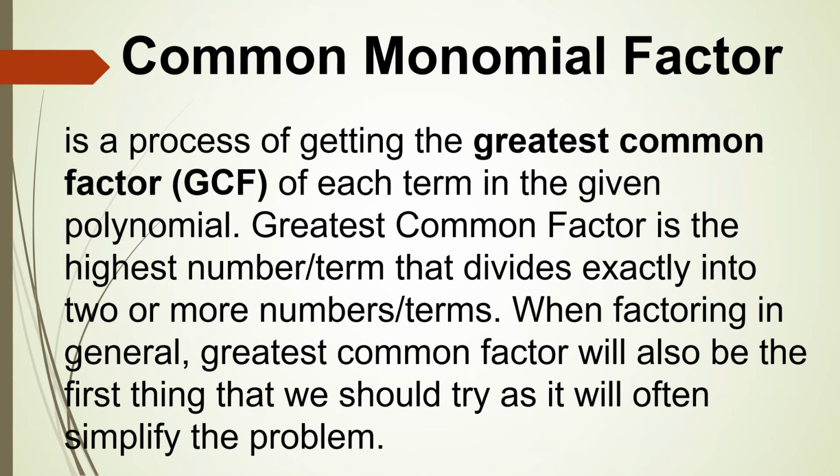Common monomial factor is a process of getting the greatest common factor of each term in the given polynomial. Greatest common factor is the highest number or term that divides exactly into two or more numbers or terms. When factoring in general, greatest common factor will also be the first thing that we should try as it will often simplify the problem.